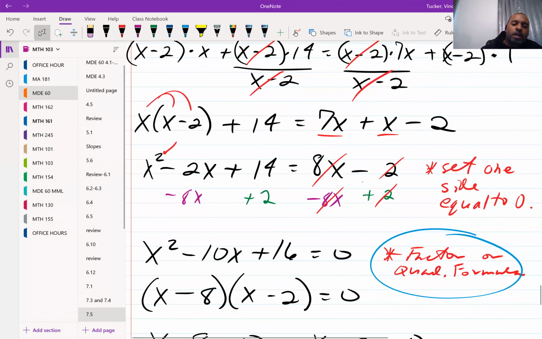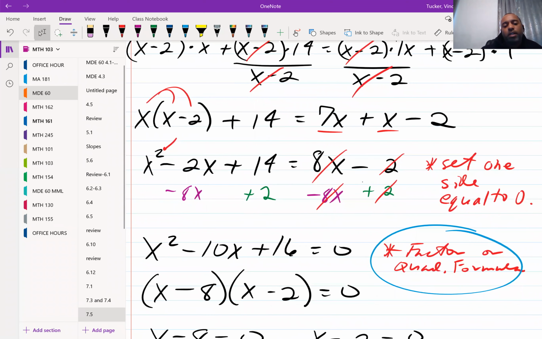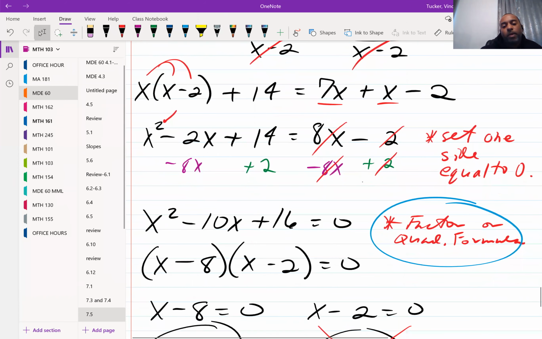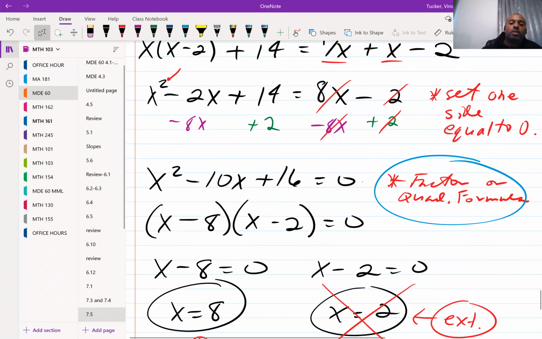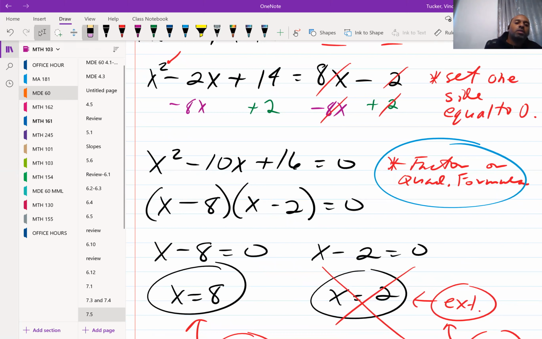So factoring that, x squared minus 10x plus 16 gives you x minus 8, x minus 2. Set each part equal to 0 and solve. Here's x equal to 8, x equal to 2.